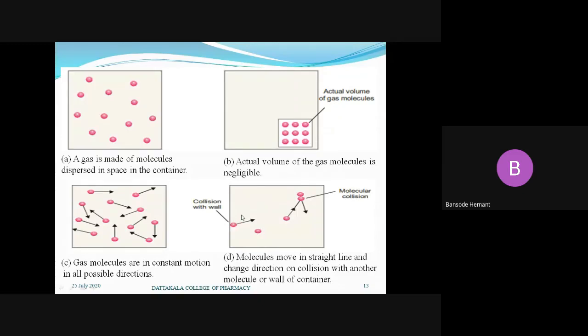So how the direction of the gaseous molecules changes, or how the random motion takes place in the gaseous state, is according to the kinetic molecular theory of gas. This is overall about the assumptions of the kinetic molecular theory of gases.